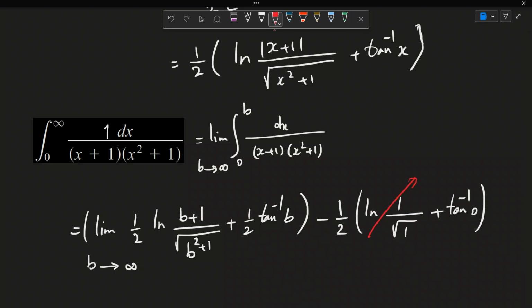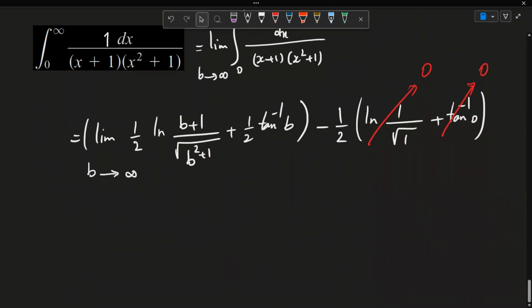So this ln 1 is 0, tan inverse 0 is 0, and the limit at infinity. The limit at infinity of this ratio is 1, and ln 1 approaches 0 again, so this limit also approaches 0. And tan inverse when b approaches infinity is pi over 2, so this is 1/2 times pi over 2, or pi over 4. This one also is convergent.